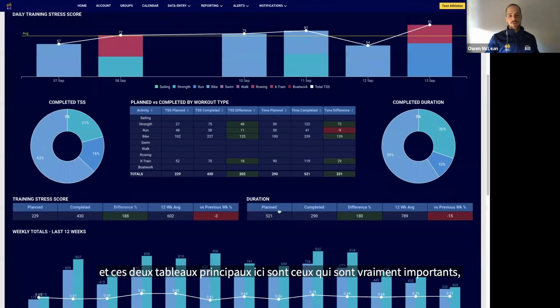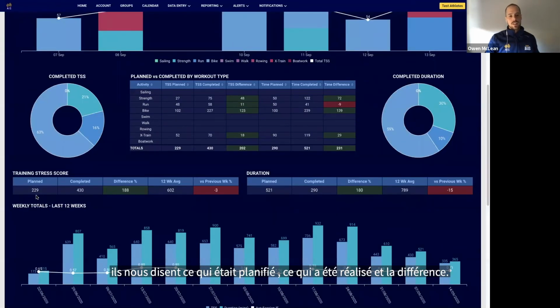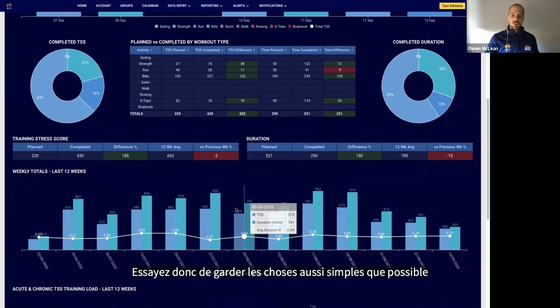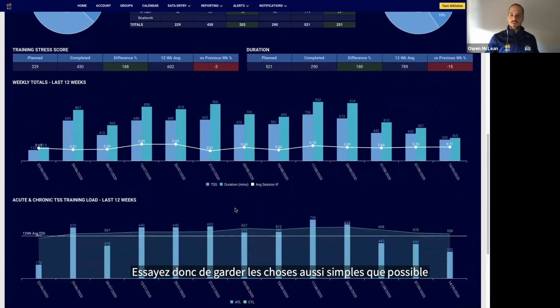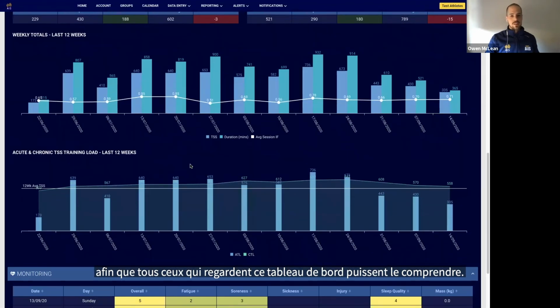And these main two tables here are the ones that are really important, I think, where it details what was planned, what was completed, the difference, and then the 12-week average, which is highlighted in the graph below, and then the week-to-week difference that Jeff mentioned before. So I'm trying to keep it as simple as possible so that everyone who's looking at this dashboard can understand it.